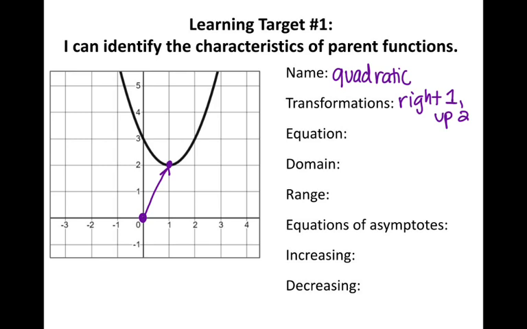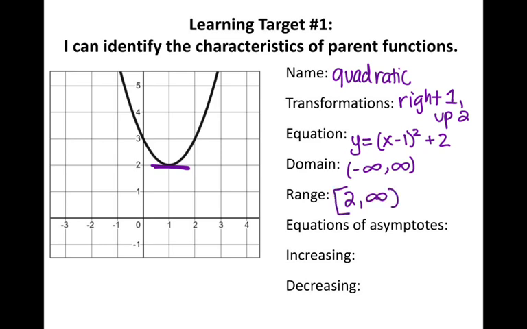And again, those transformations are going to help us write our equation. So I have y equals x minus h, so I move to the right one, so x minus 1 squared, and then plus 2. So those transformations represent your h and your k. For my domain, looking at all of my possible values of x, that's negative infinity to infinity. For my range, the lowest my graph goes is to 2, and it's going to head up towards positive infinity.